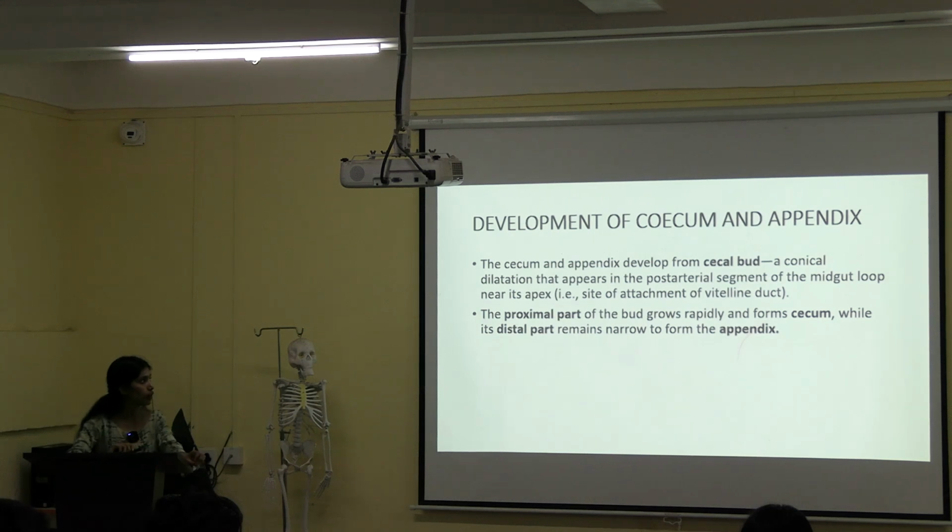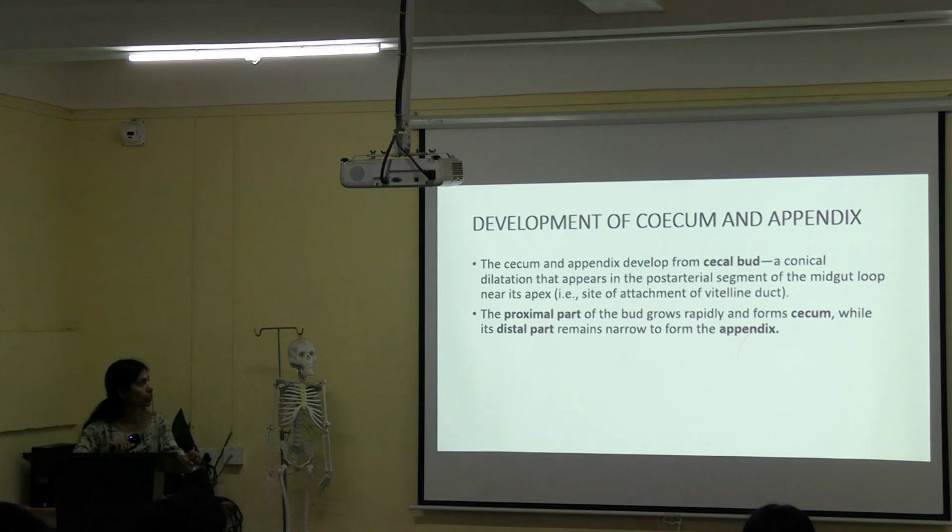Next, development of cecum and appendix. How the development of cecum and appendix takes place from the cecal bud part. Okay. The cecum and appendix develop from the cecal bud. It is a conical dilation that appears on the post-arterial segment of the midgut loop near its apex, that is the site of attachment of your vitellointestinal duct.